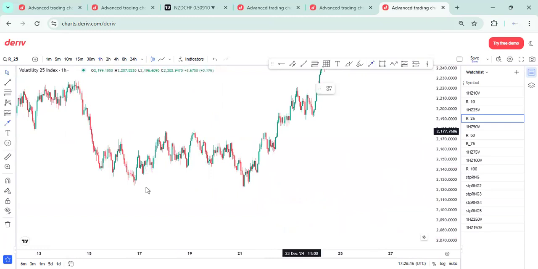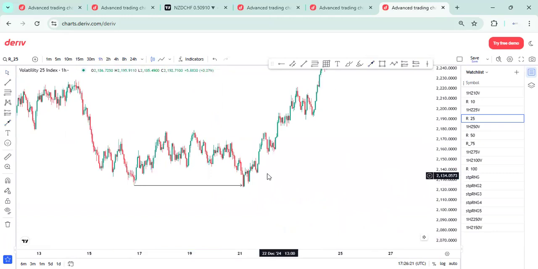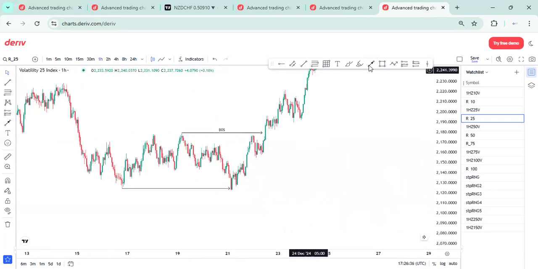Let's first of all go on. We have this low being taken out, and right after, the market gave us a break of structure, which I'll label BOS. After that break of structure, we had this high. The market tried to pull back down, but it couldn't come much. So this was some sort of a range.